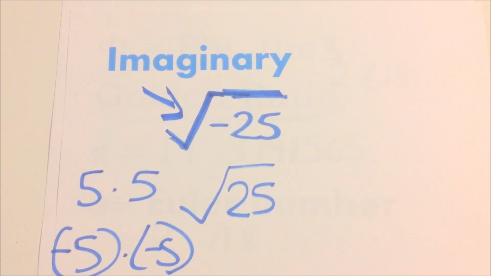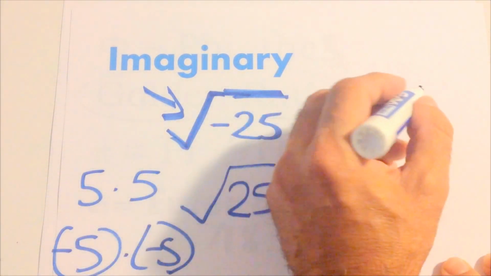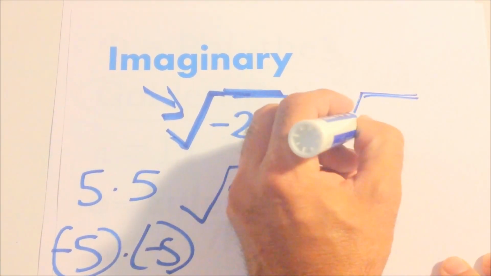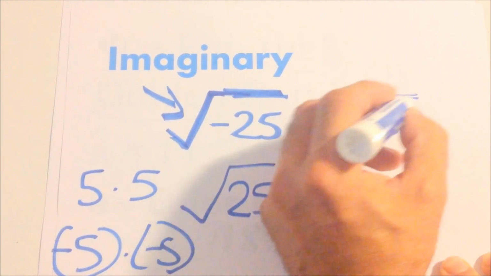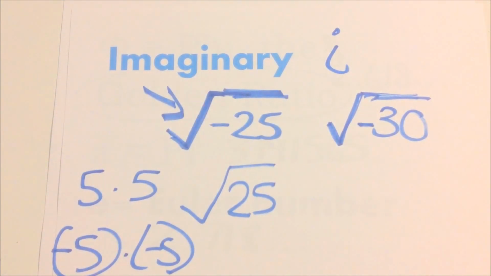Right now, the only thing you need to know is if I ask you to give me an example of an imaginary number, just give me any number that has a negative in the radical sign. And that's the symbol for imaginary.